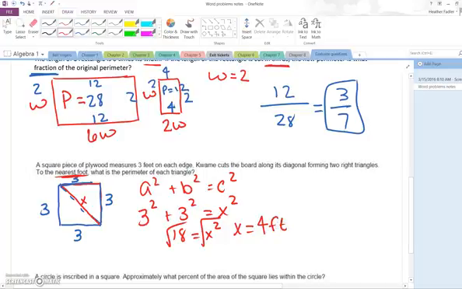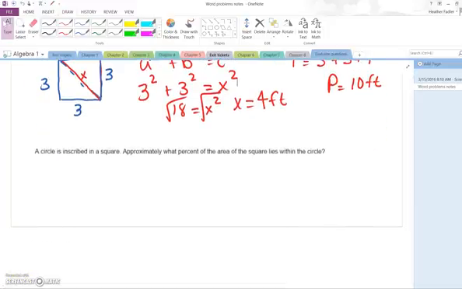Is that what we're looking for? Okay, that answer might be on your EOC. You have to go back and reread. Once you get an answer, go back. What is the perimeter of each triangle? So no, that's not what we need. We need to find the perimeter. So 3 plus 3 plus 4. So that's 6. So the perimeter is 10 feet.